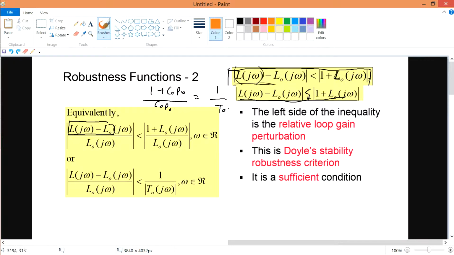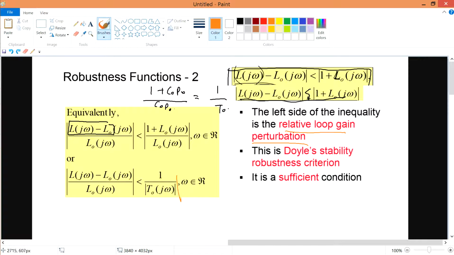Okay, and this whole thing is just telling us that this is a relative loop gain perturbation. And if you remember back, 1 over T is what? 1 over T is actually Rm. It's the complementary vector margin, right? And the higher the better. Okay, something like that. I really don't know whether it is higher the better or lower the better.